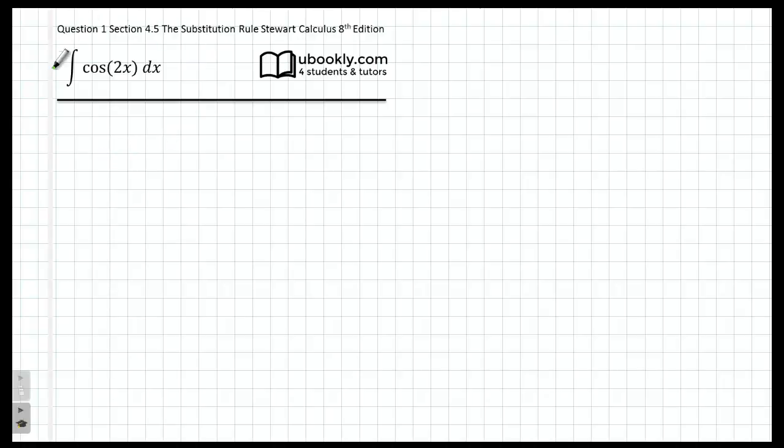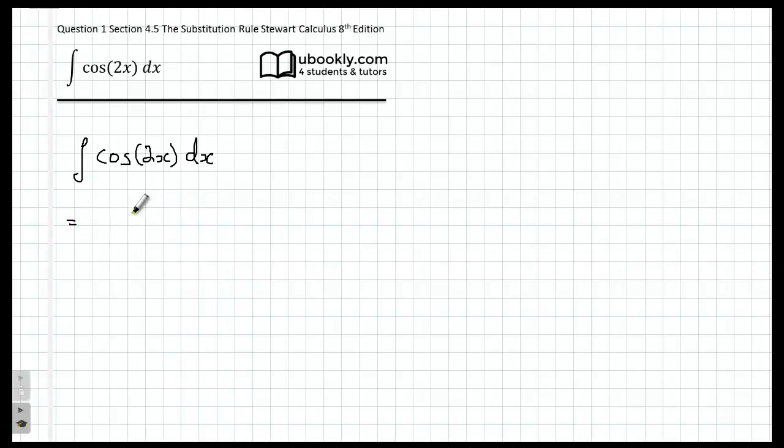Let's take this first question as an example. This is question 1 from section 4.5 of Stewart Calculus, the 8th edition. Any question that I'm doing, if you look up here, you will find the source. It's from the 8th edition of Stewart Calculus. So let's take question 1 as an example. We've got the integral of cosine of 2x dx.